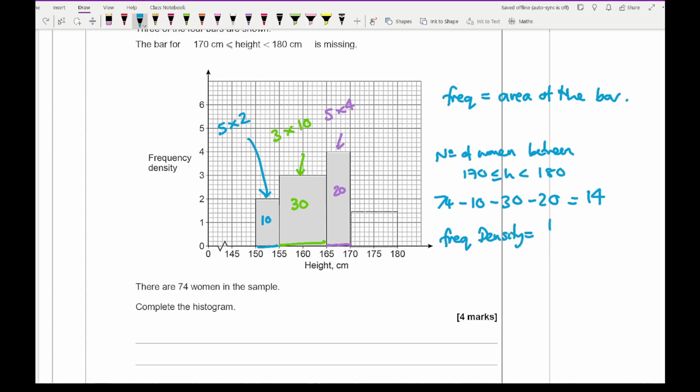it's going to be the frequency, which is 14, divided by the class width, which is 10, which equals 1.4. So what I then need to do is find 1.4 on the graph and then draw with a ruler, which I'm clearly not doing, and there is my 4th bar, which should have a height of 1.4 and a width of 10. So that should be 1.4.